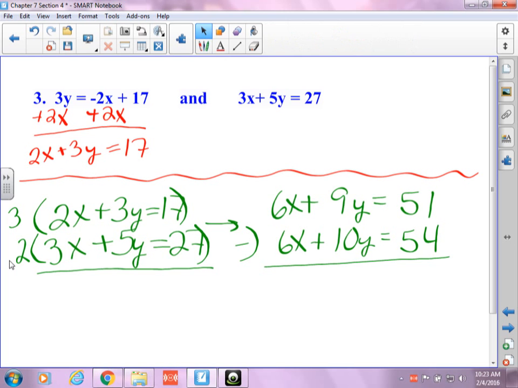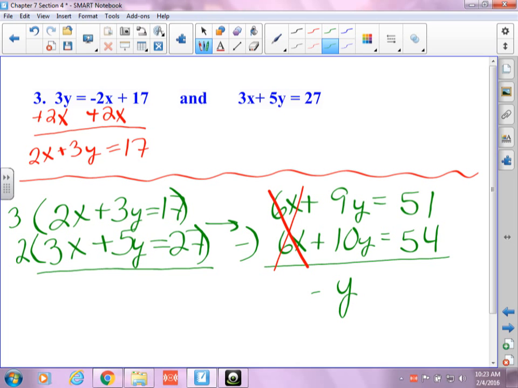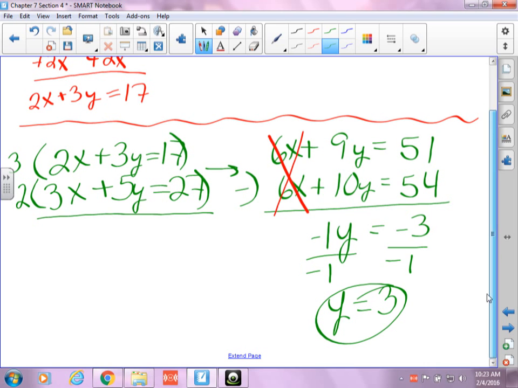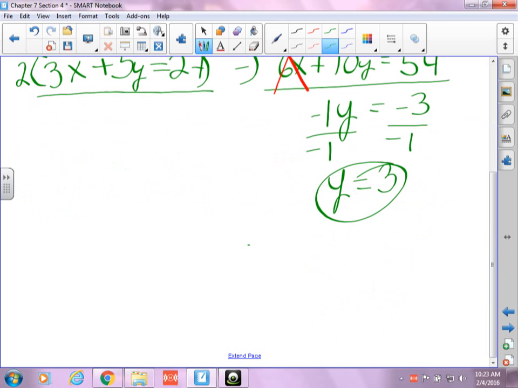So 6x minus 6x gives me nothing, it eliminates, right? 9y minus 10y gives me negative y or negative 1y, right? You can put the 1 in front if you wish. And then 51 minus 54 gives me negative 3. Okay, now what do I do? Excellent. Divide by your negative 1 because you want y totally by itself. So y gives me 3. Am I done? No, because I need to find my x.